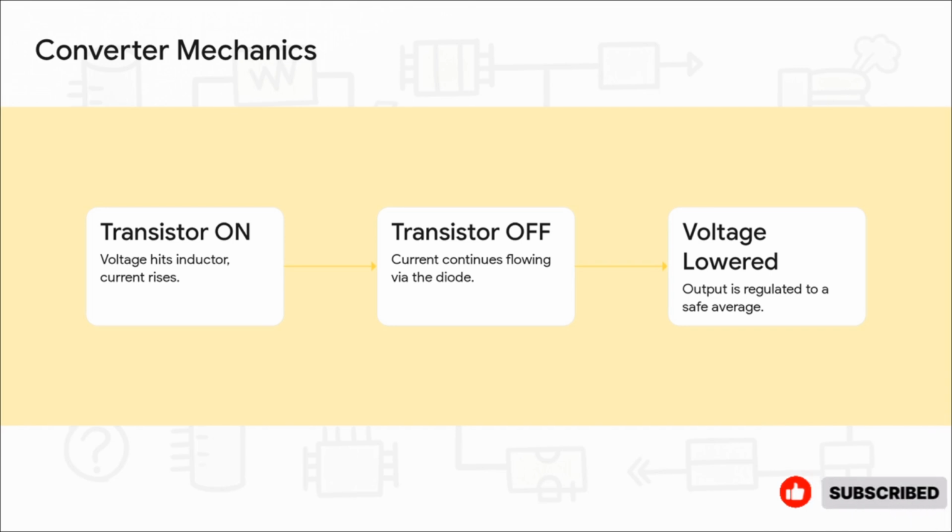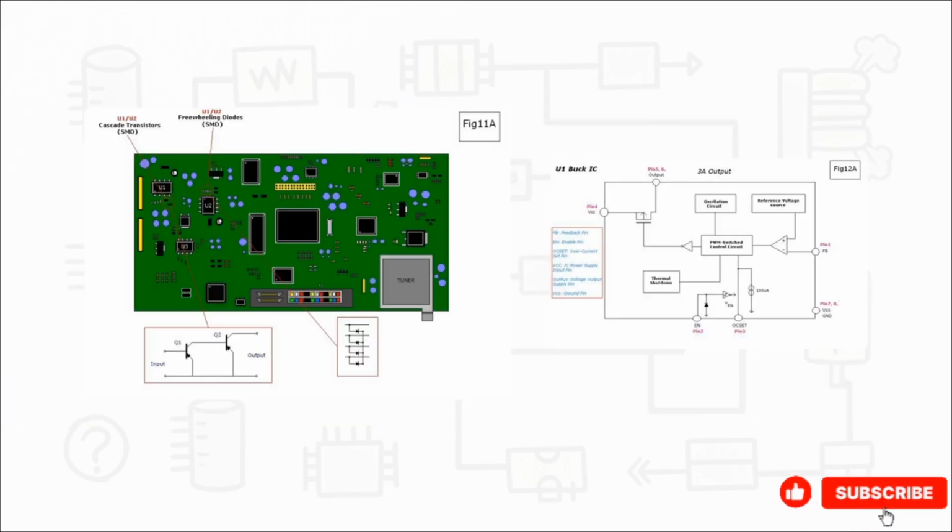Converters can do this in what's called continuous mode, where the inductor never fully de-energizes, or discontinuous mode, where the energy drops to zero each cycle. When you look at the physical layout of the cascade transistors side by side with the internal schematic of U1, it really bridges the gap between abstract theory and physical reality.